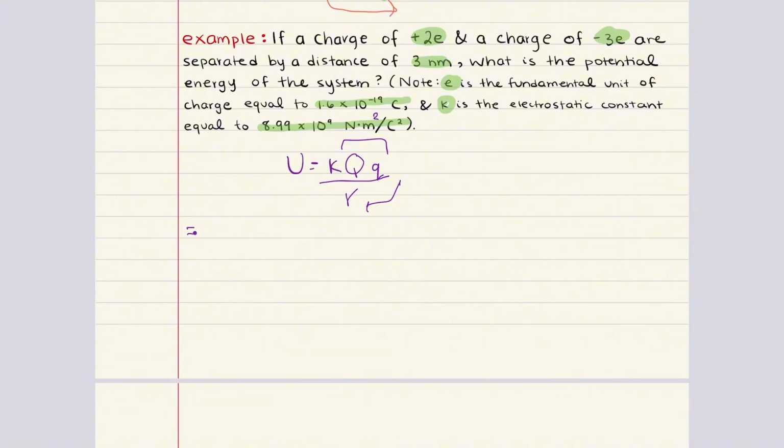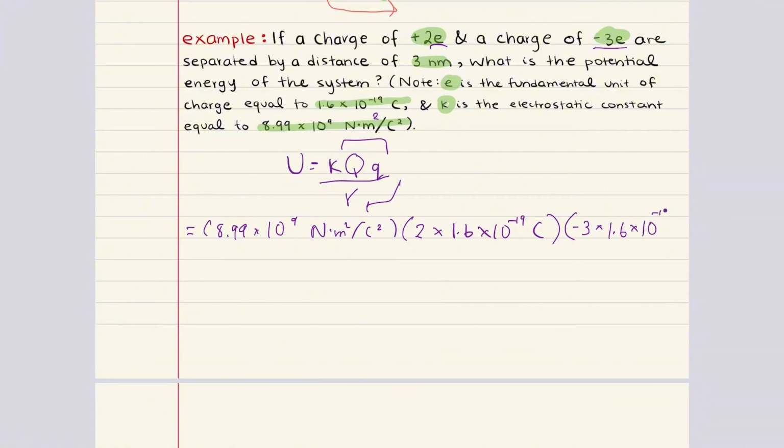Coulomb's constant is equal to 8.99 times 10 to the 9 newton meter squared per coulomb squared. This is multiplied by the magnitude of the first charge, which is plus 2e. So this is going to be 2 times e, which is 1.6 times 10 to the negative 19 coulomb. And then that's multiplied by the magnitude of the other charge, minus 3e. So this is going to be minus 3 times 1.6 times 10 to the negative 19 coulomb.